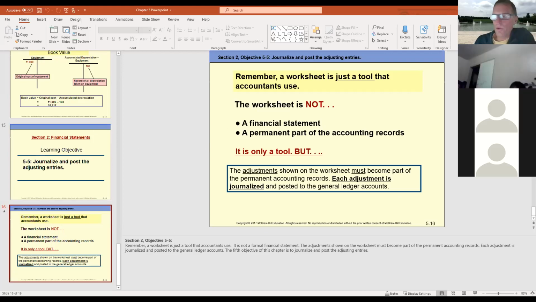So just think of the worksheet. We're using it just to get to the financial statements. In the real world, you'd hit enter on your computer and it's going to do it for you. So this is just a way to give you a picture and a visualization of how you connect the dots, to show you how you go from a journal to post to a ledger. This is how your adjustments affect the financial statements. And if you can understand that, you'll be in pretty good shape to understand the basics of this accounting cycle.